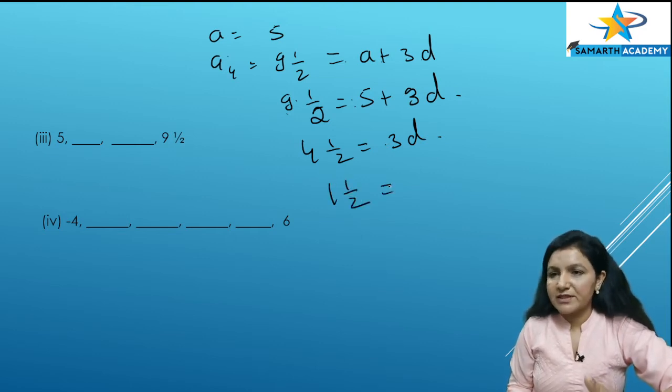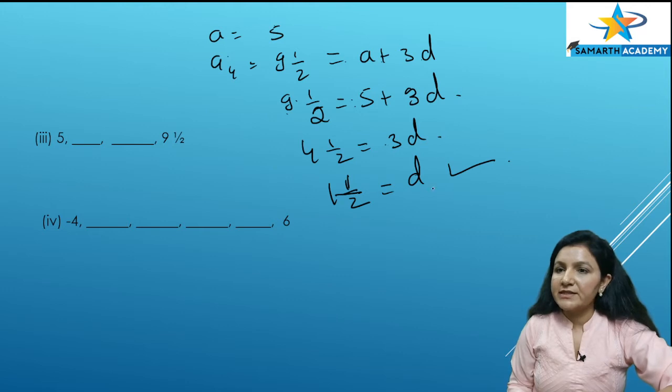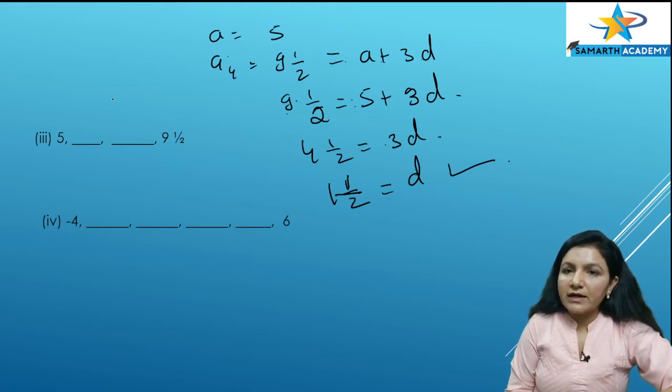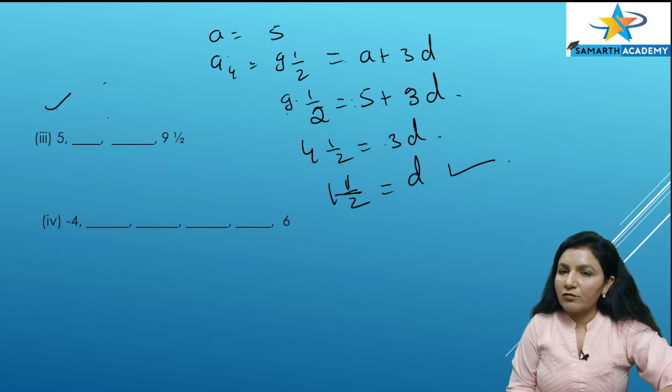You can change it to decimal and do it, or you can change it to an improper fraction and do it. It was much easier for me by seeing the values because they were smaller. So we did it directly. So d is 1.5. Now the first term is 5. So second term will be 5 plus 1.5, that is 6.5. 6.5 plus 1.5 will be 8. So these are the missing terms.